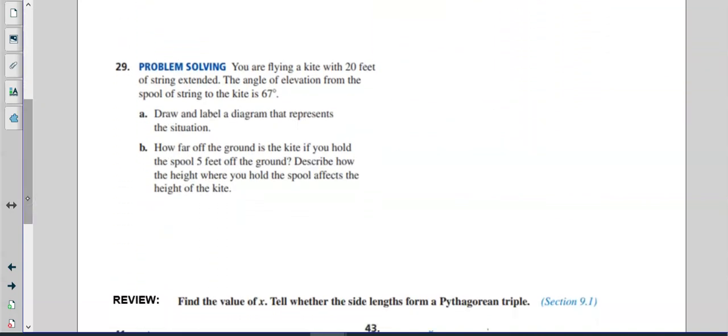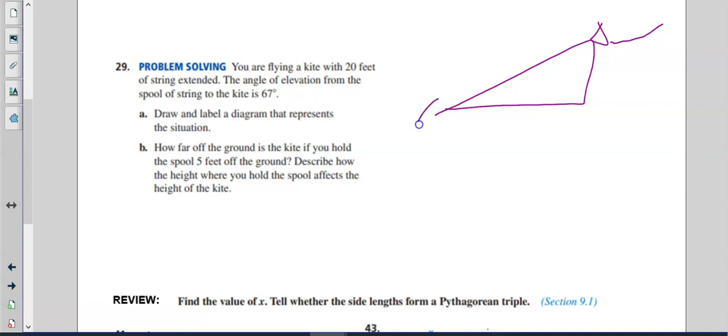All right, 29. It helps to draw a picture. It's a horrible picture. We have a kite in the air, and we have somebody right here flying the kite. They are 5 feet tall. Now they let out 20 feet of string, and we're trying to find the distance to the ground.